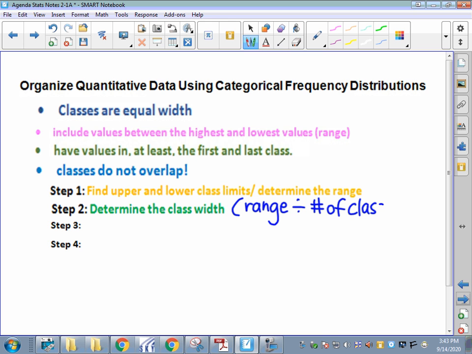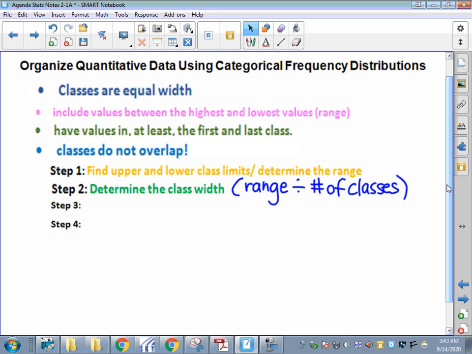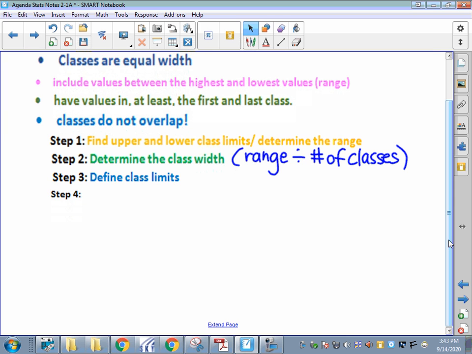I will always tell you how many classes I want you to have on your table. Don't get stressed about that. It will be there. If we do our own data, you might say, is it okay if I do 7 classes? And I'm going to say yes. After you know what your class width is going to be, you'll also always define your class limits. So you'll start writing in the first column of your frequency table. And then you will use your tally marks and find your frequency distribution.